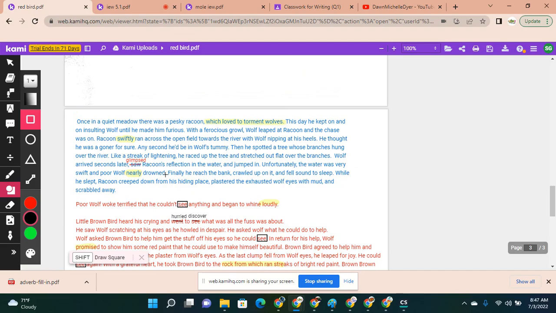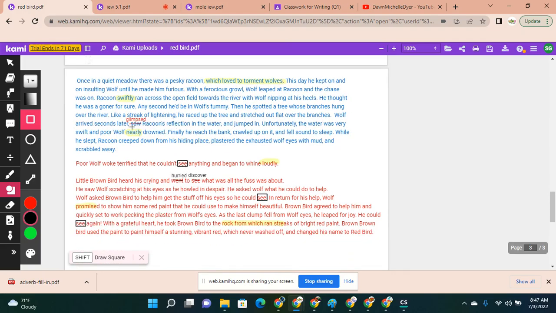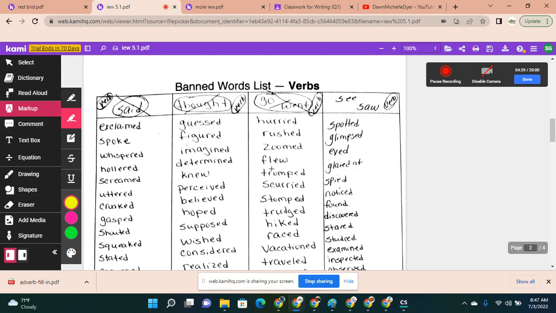Whenever I first wrote this, I hadn't really looked at the banned words, and we weren't dealing with the strong verbs. In my first story here, you can see that I had the word saw, one of the banned words I wanted to try my best to replace. It says the wolf arrived seconds later, saw the raccoon's reflection in the water and jumped in. Here it says the wolf arrived seconds later, glimpsed the raccoon's reflection in the water and jumped in. From the list, I saw that glimpsed was on it, so that was pretty easy to replace, right?